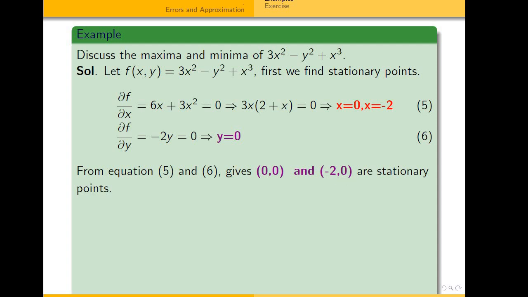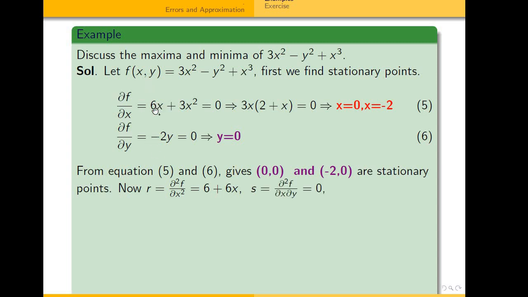Now we have to decide which is the extreme point, which point satisfies either maxima or minima. This point is called an extreme point. Now here we have to find out r, s, t. We find r. r means we have to find the double derivative of this function, 6 plus 6x.